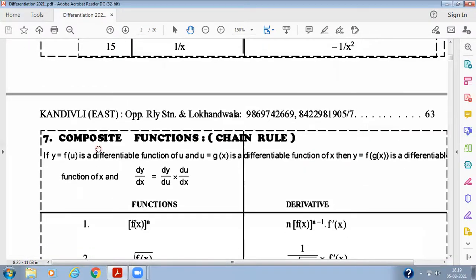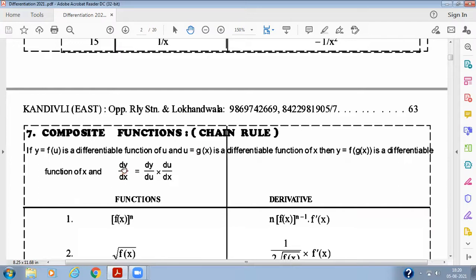Then the seventh point is the composite function, also known as the chain rule. So what does the chain rule say? If y is equal to f of u is a differentiable function of u and u is equal to g of x is a differentiable function of x, then y is equal to f of g of x is a differentiable function of x and dy by dx is equal to dy by du into du by dx. Now recollect this composite function concept. We have done it in 12th standard theory lectures.